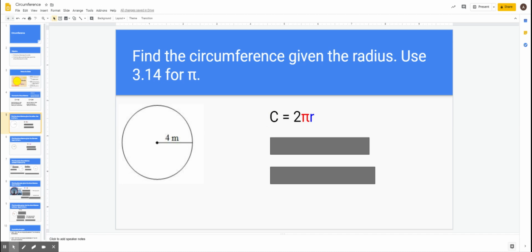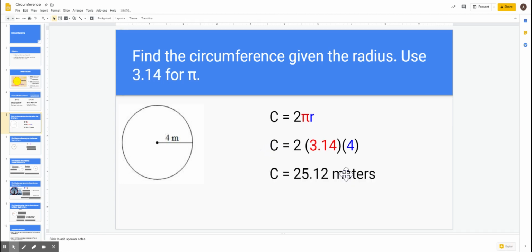So we start with our formula, c equals 2 pi r, and we're going to substitute. So we're going to substitute pi in for 3.14 and r in for 4. So we have c equals 2 times 3.14 times 4. And once we multiply those three numbers, we end up getting 25.12 meters.